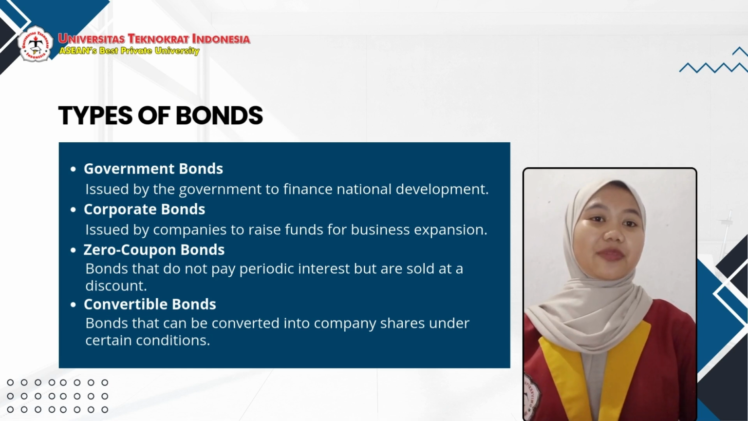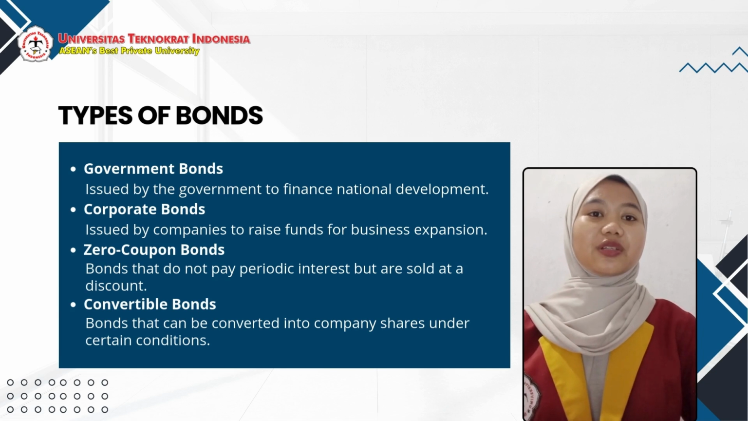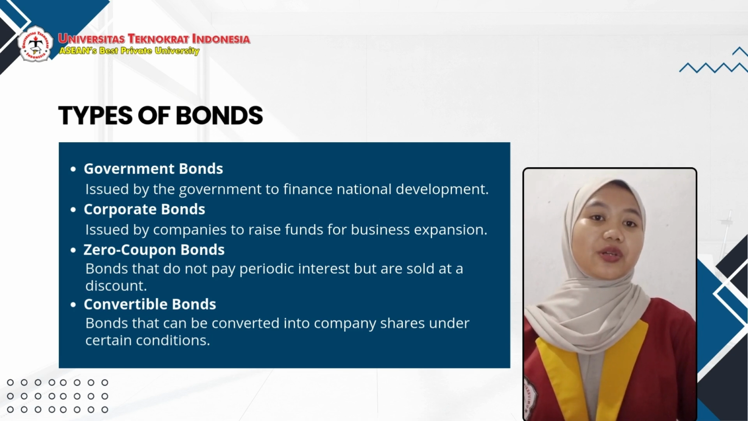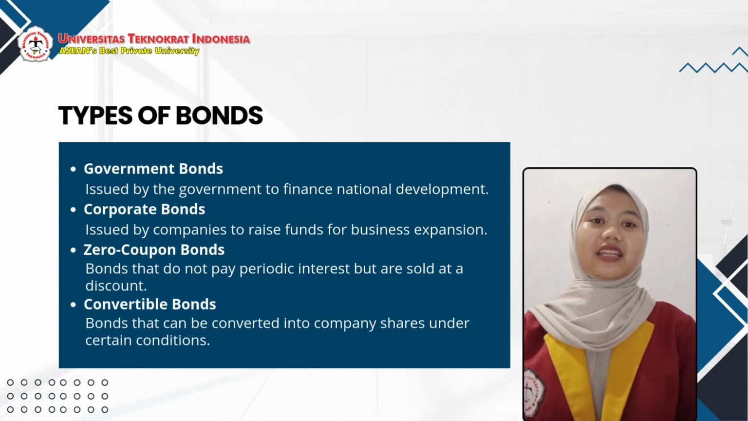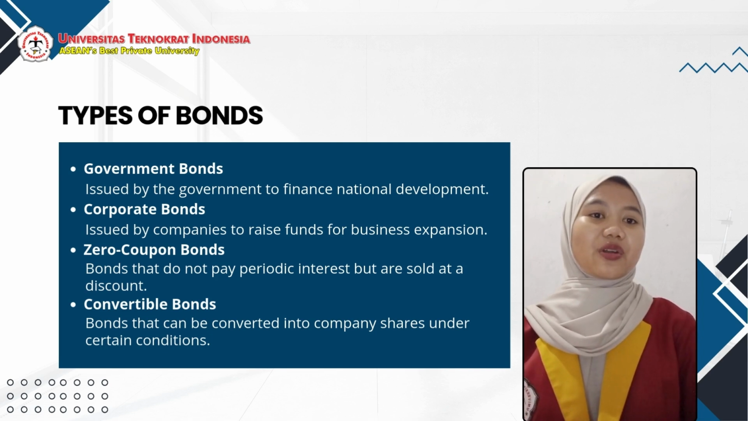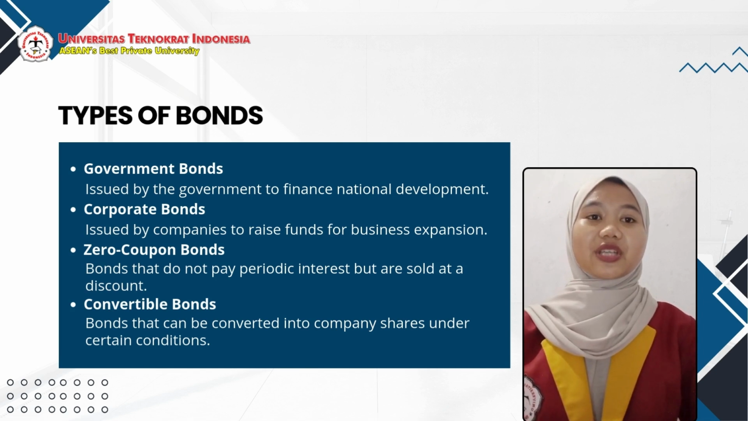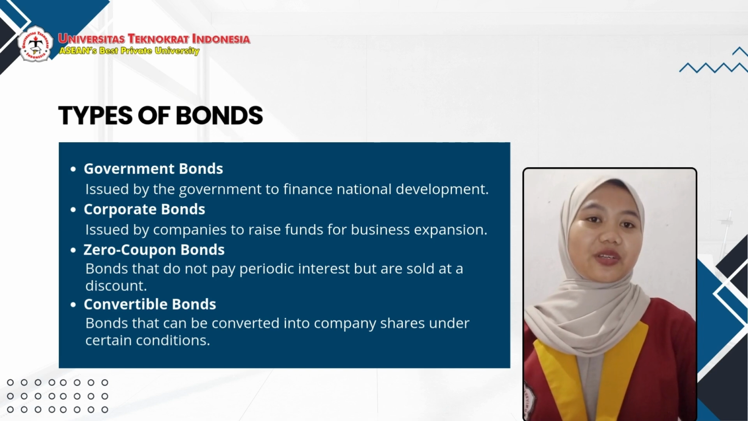The third type is zero coupon bonds. These bonds do not provide periodic interest payments, but they are sold at a discount and the investor receives the full value at maturity. The fourth type is convertible bonds, which are bonds that can be converted into company shares under certain conditions.